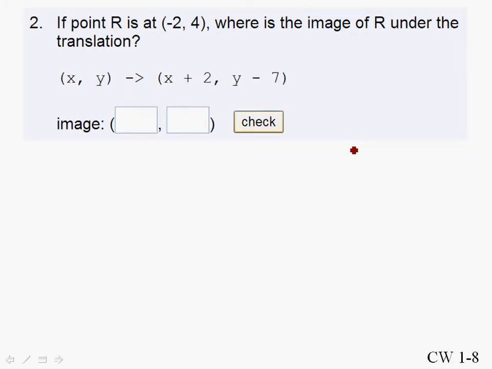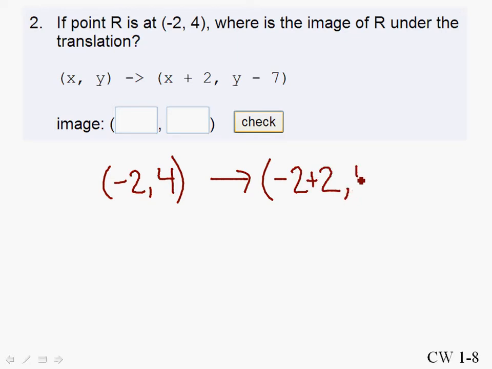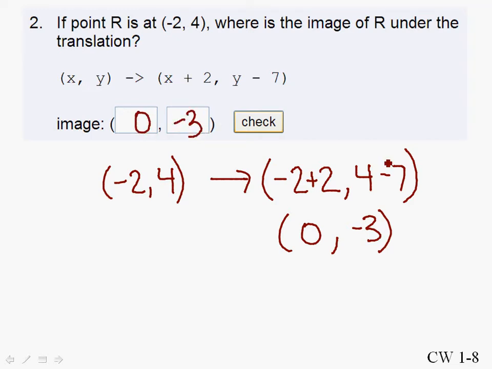Number 2, if point R is at -2, 4, where is the image of R under the translation? Okay, so I'm starting at -2, 4. And I'm translating x by 2 units and y by -7. So -2 plus 2 is 0. 4 minus 7 is -3. So my image is 0, -3. Take a moment to try your number 2.